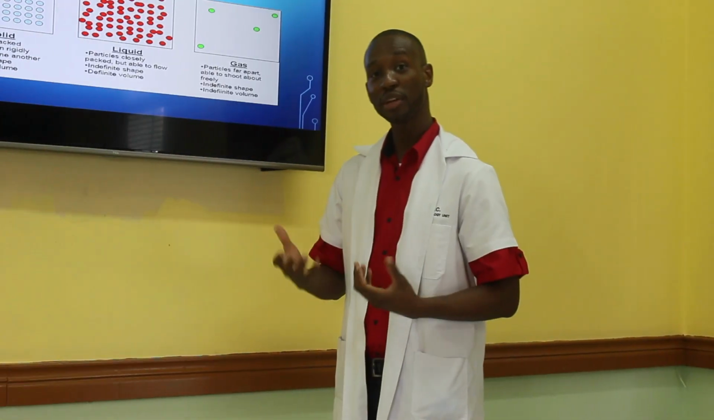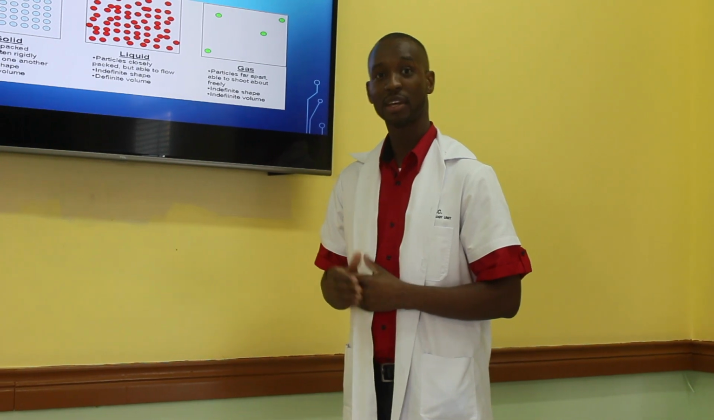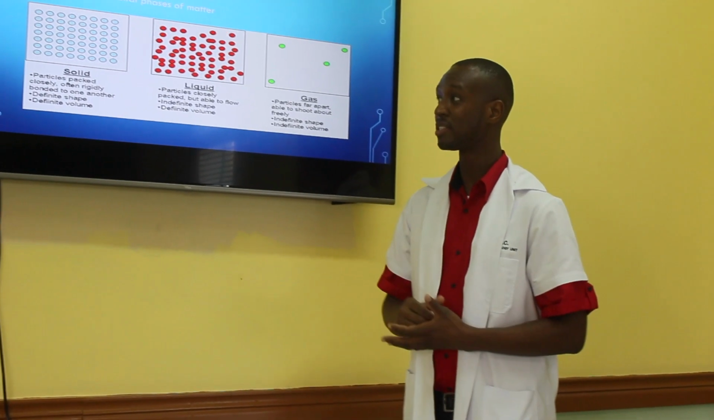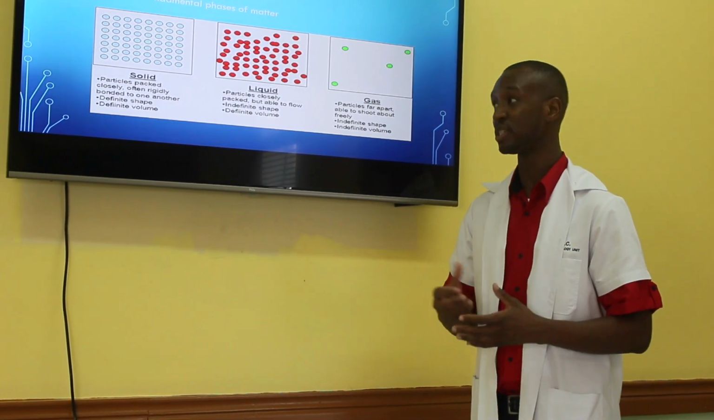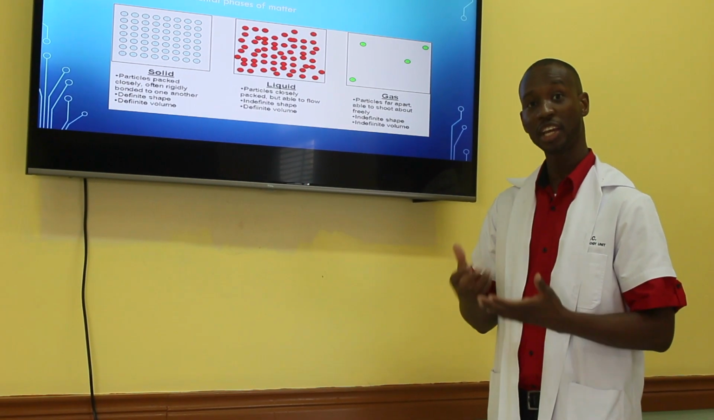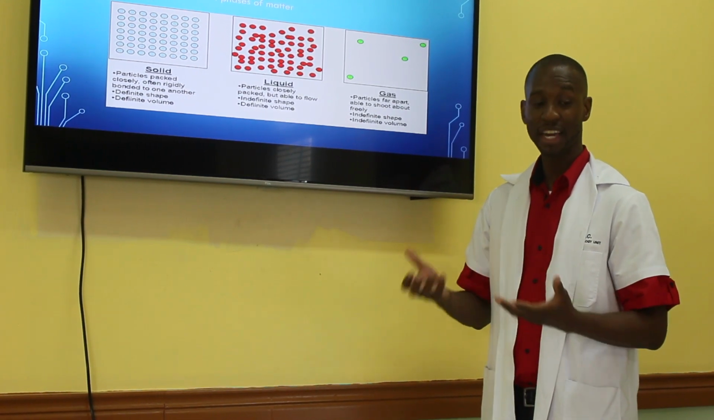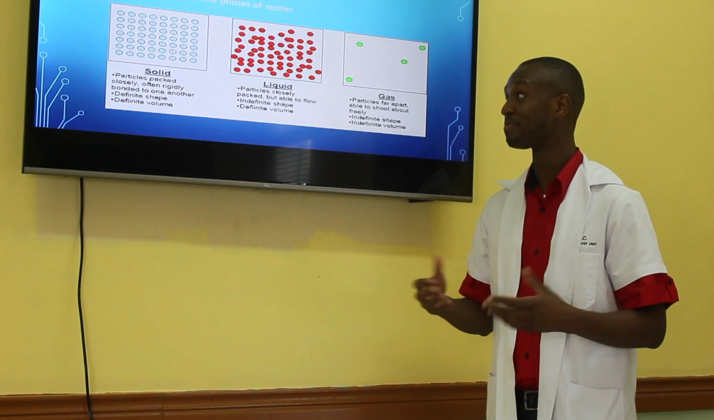Now today's topic will be phase changes and supercooled liquids. Now there are three fundamental phases of matter: solids, liquids, and gases. Now solids have particles packed closely together and they have a definite shape and volume. Now an example of a solid: a block of ice, a chair, a table.